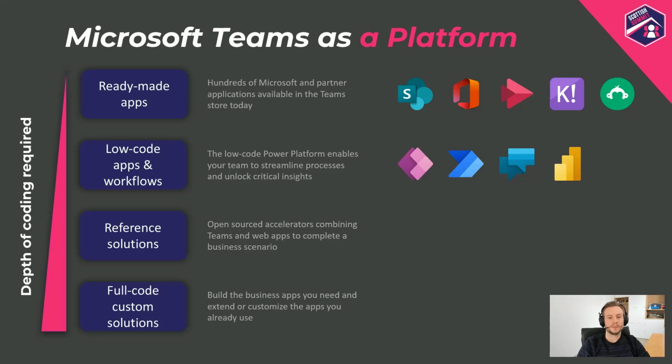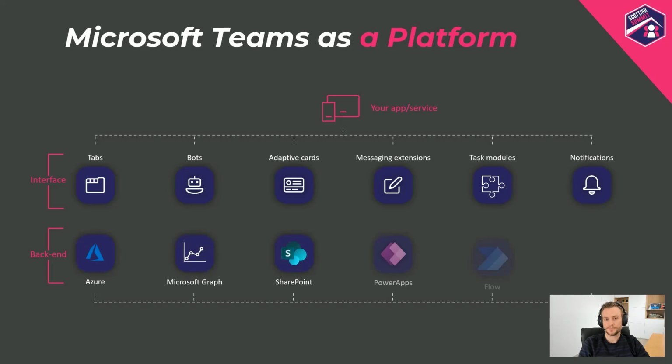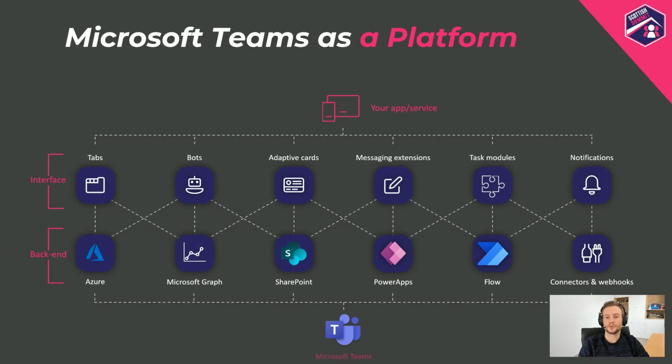Now, if you look at all the possibilities with Teams as a platform, you see that Teams requires an interface for you to pick and a backend for your data. So if you want to build an application and expose them into Microsoft Teams, you have to choose an interface. So your application will either be exposed as a tab or a bot, potentially as an adaptive card, by using messaging extensions, task modules, or just notifications, or a combination of any of those.